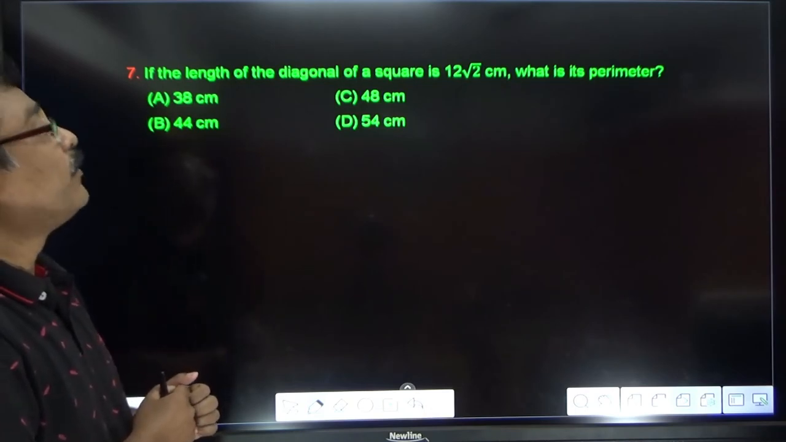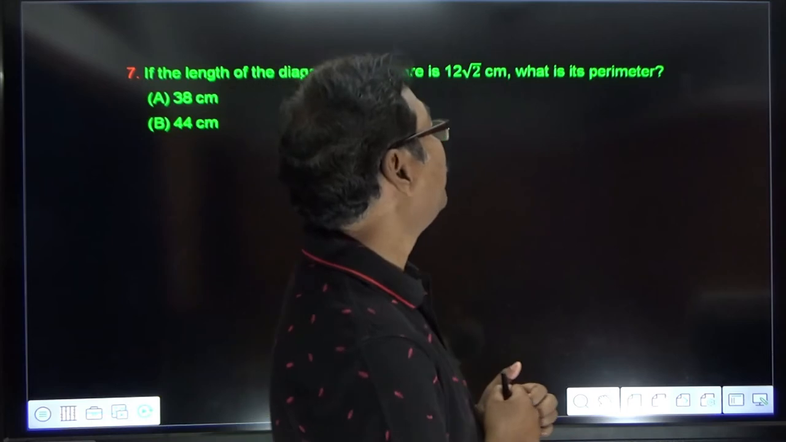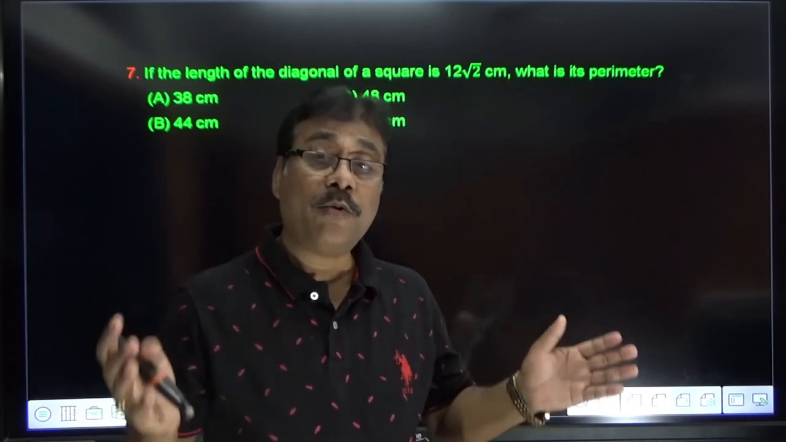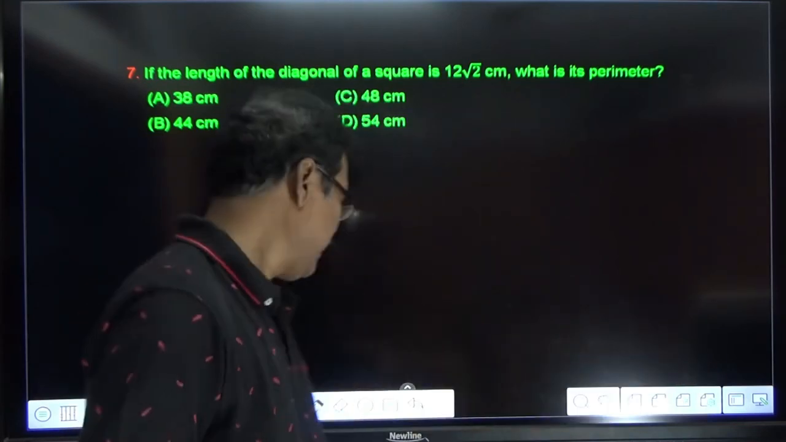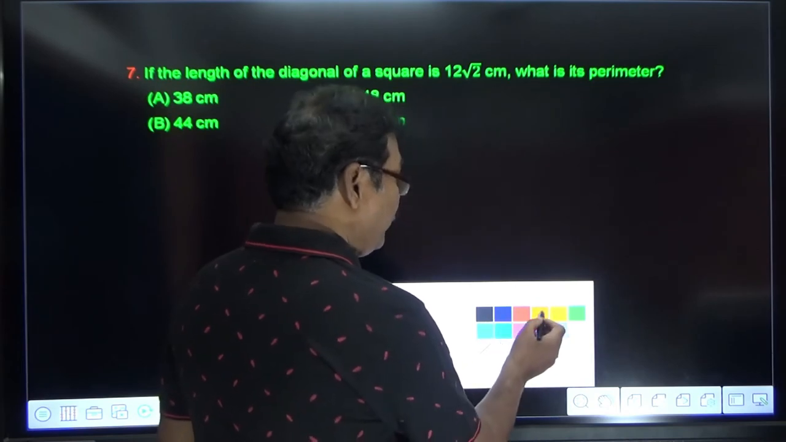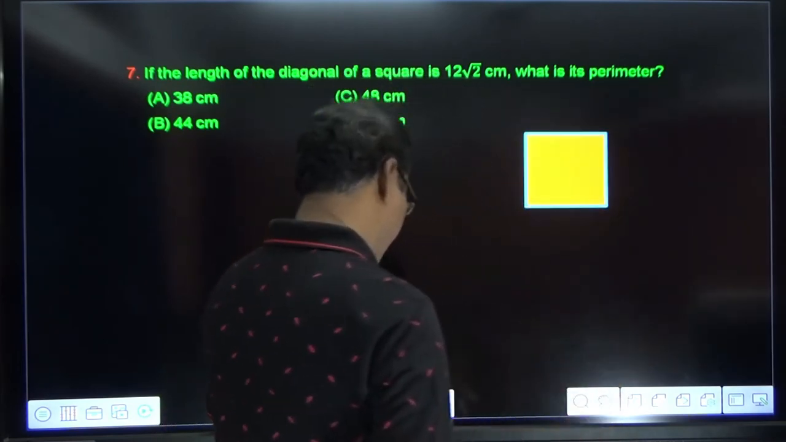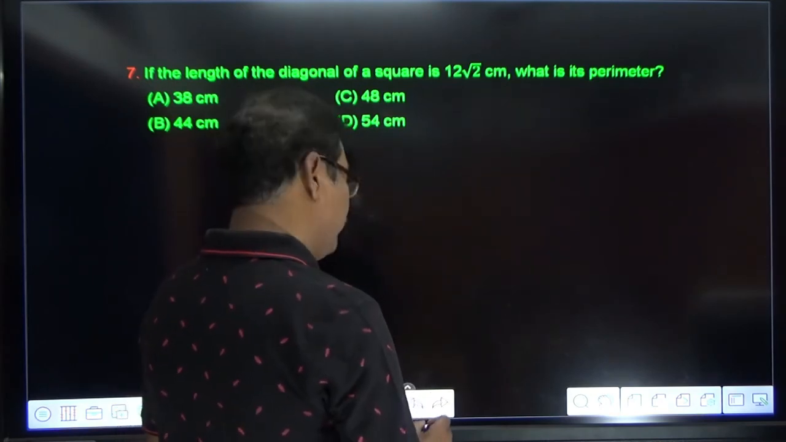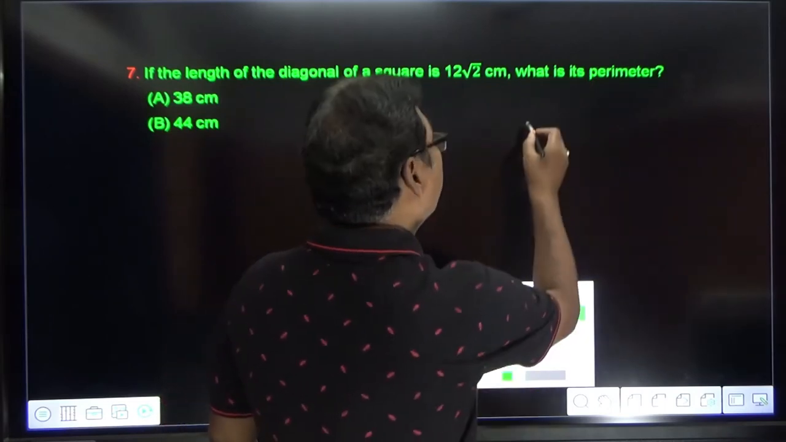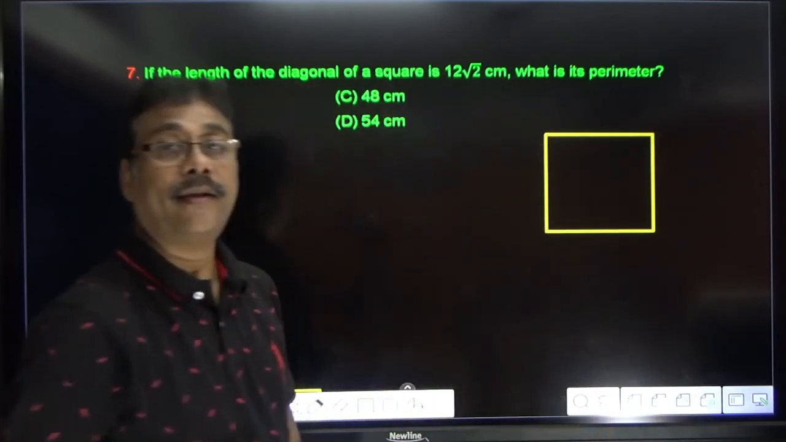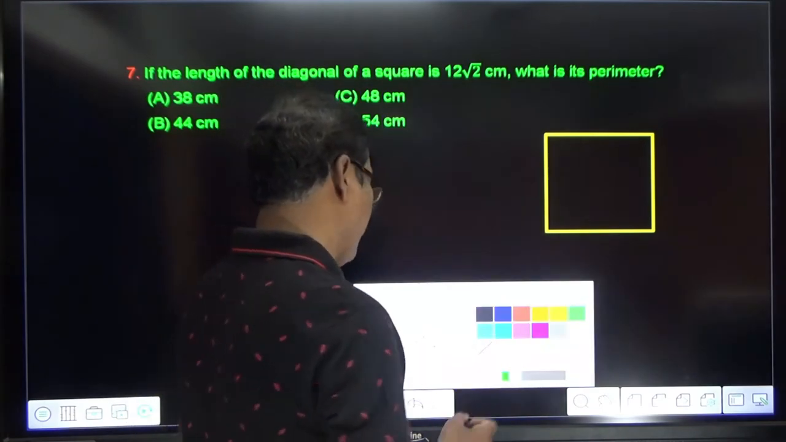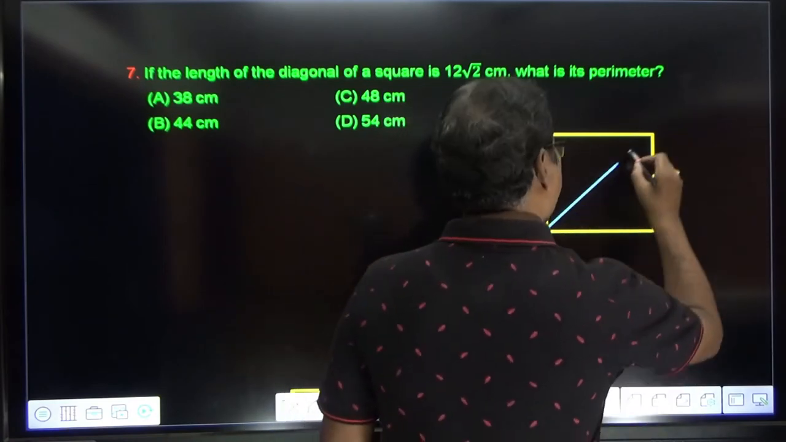The length of the diagonal of a square is 12 root 2 centimeter. Find its perimeter. So students, how do we find the diagonal of a square? Let me show it now. Suppose this one is a square. And what is the diagonal? The diagonal of the square is this one.